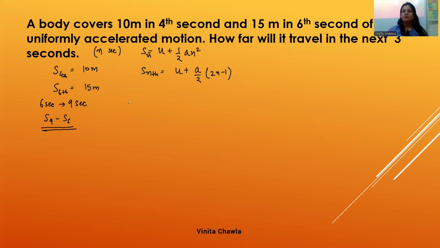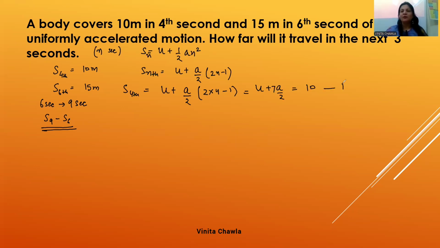A by 2, 2n minus 1. Okay. So in the fourth second, when n is equal to 4, we can write it as u plus a by 2 into (2 into 4 minus 1). And here we have 8 minus 1, which is 7. So u plus 7a by 2 is equal to 10. This is given to you.